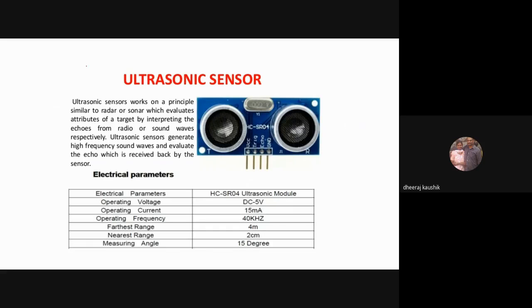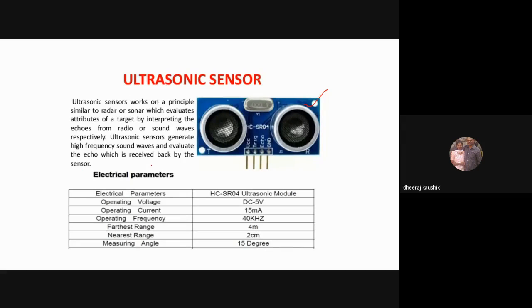The next sensor we'll be talking about is the ultrasonic sensor. And this is basically what an ultrasonic sensor looks like. I'll be explaining the pin diagram to you, no worries. An ultrasonic sensor works on a principle similar to radar or sonar, which evaluates attributes of a target by interpreting the echoes from radio or sound waves, respectively. Ultrasonic sensors generate high frequency sound waves and evaluate the echo, which is received back by the sensor.